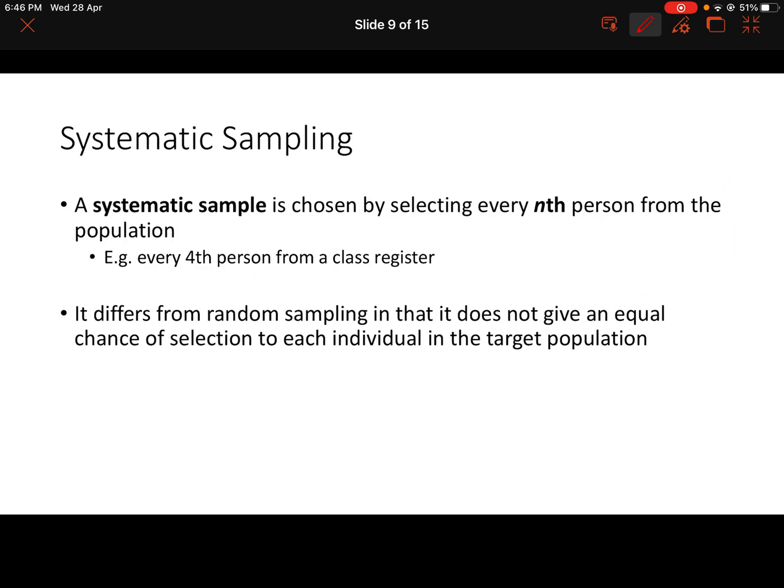Let's move on now to look at systematic sampling. A systematic sample is chosen by selecting every nth person from the population. N is going to depend on your population size and your sample size. It differs from random sampling because not everybody in our population has an equal chance of being selected for participation in the research. And we'll see why in just a tick.